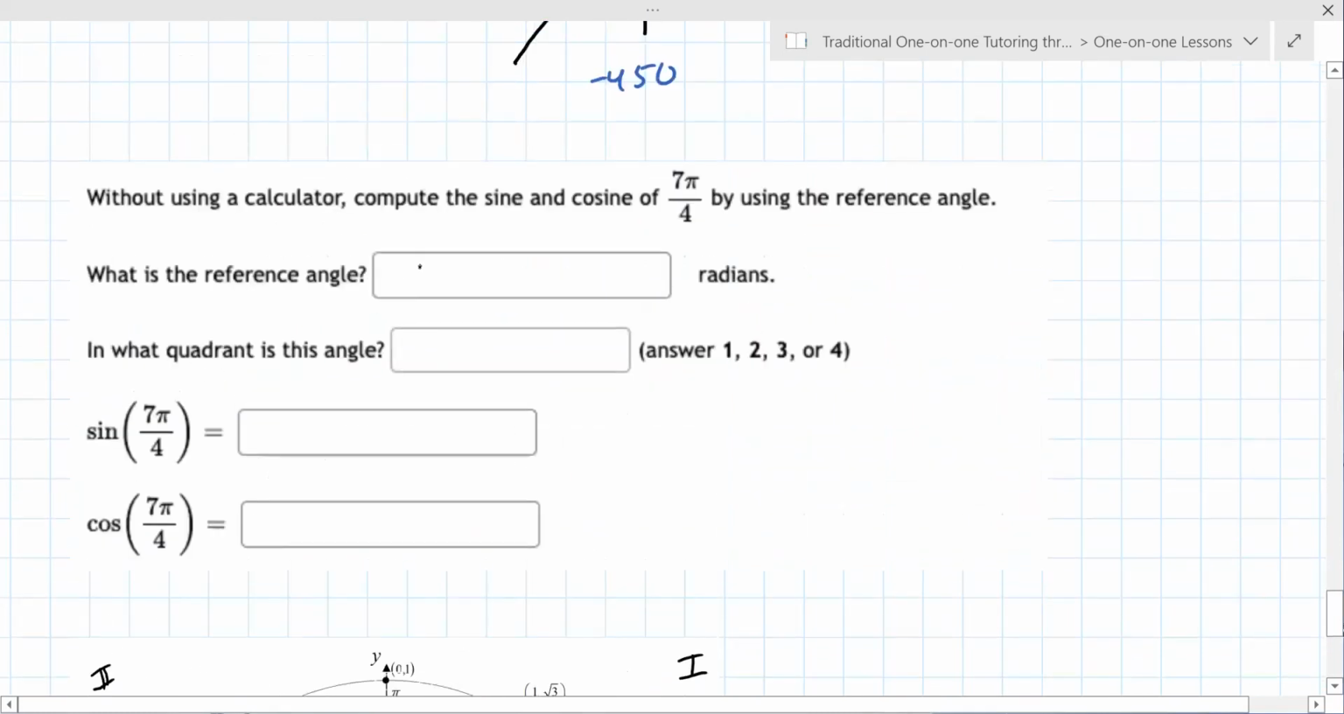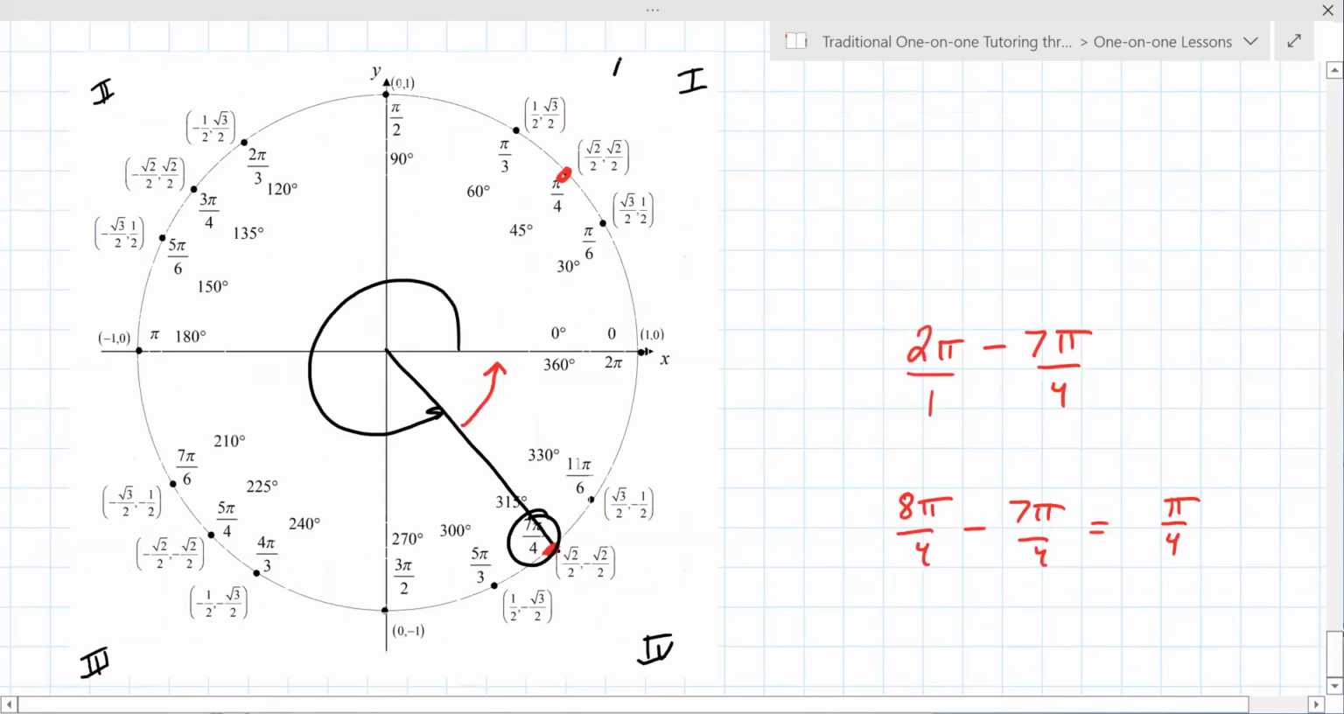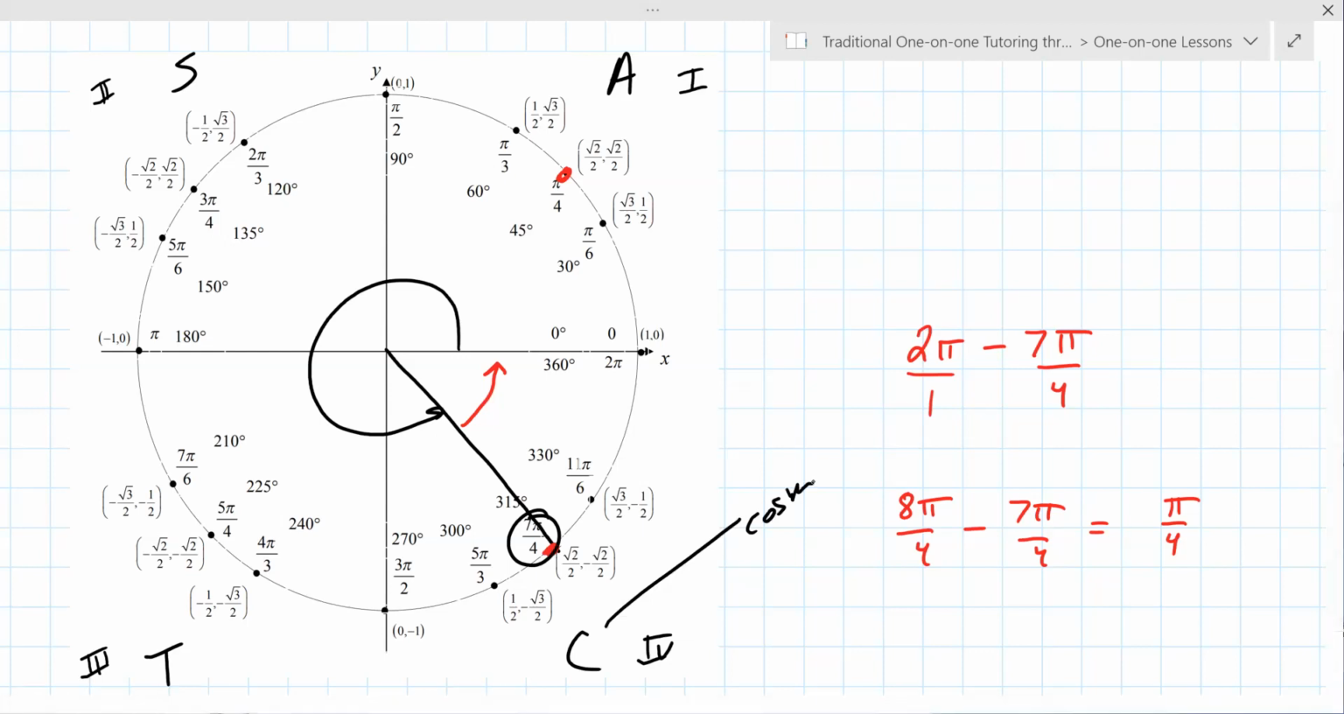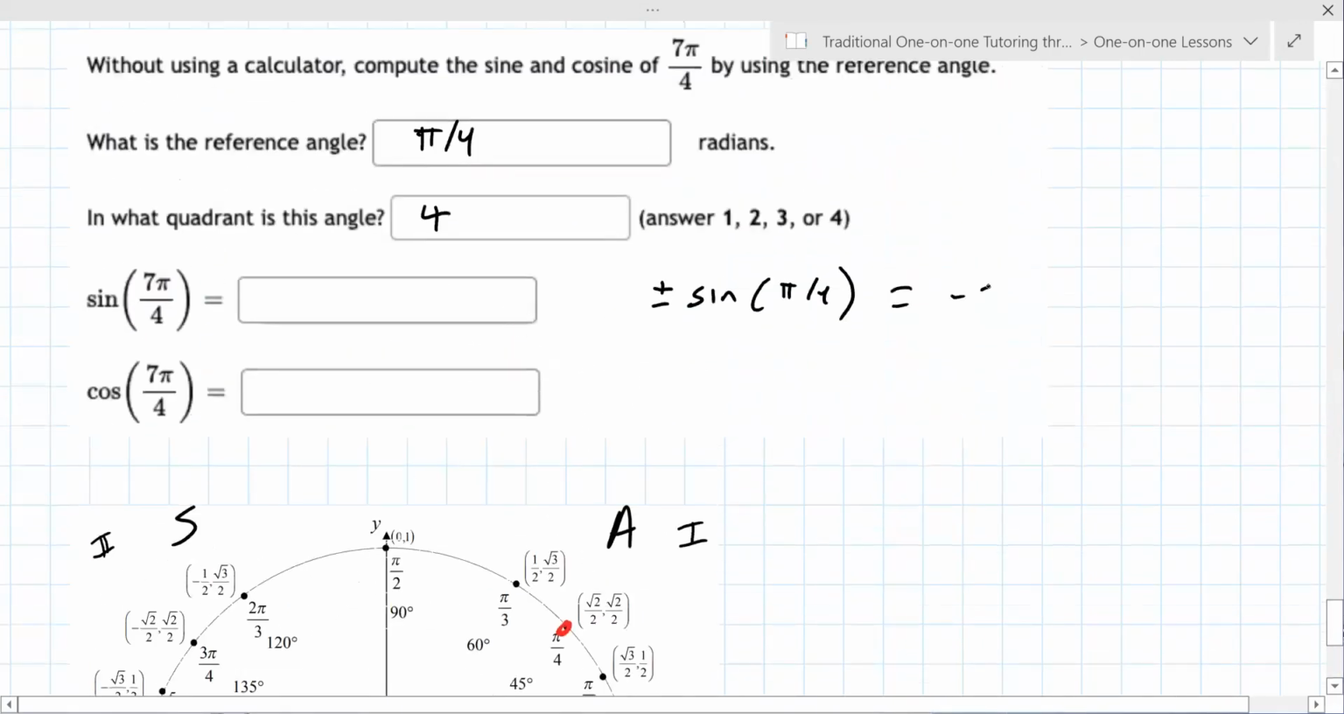Okay, so the reference angle is pi over 4, and this is in quadrant 4. We said that's important because that helps you to calculate the sine and the cosine. So it's either plus or minus the sine of pi over 4. Now, I wrote this down earlier, ASTC. In the fourth quadrant, C stands for cosine. That means cosine is positive. Sine is negative. It's kind of like a light switch. It's either on or off. Cosine is positive in the fourth quadrant. Sine is negative. So we know that this is minus sine pi over 4.